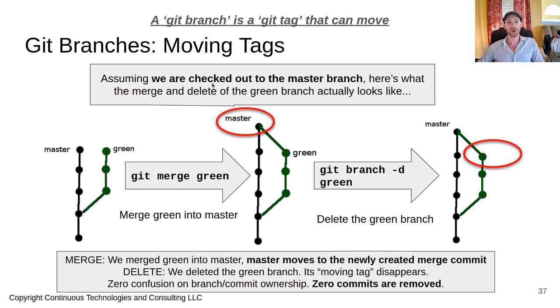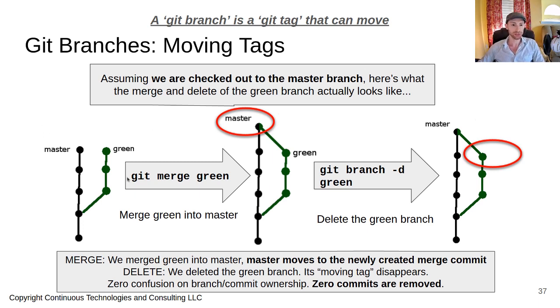So let's go back and look at our commit tree with the master branch and the green branch drawn in this way. Now let's assume that we're checked out to the master branch. So on disk we have the files associated with master. We've done a git checkout master, so we're there in our workspace. Here's what the merge and the delete of the green branch will actually look like.